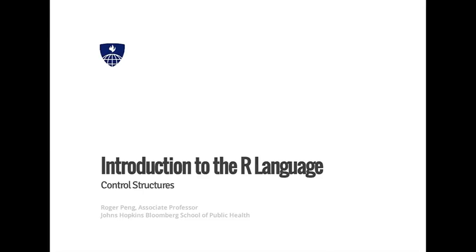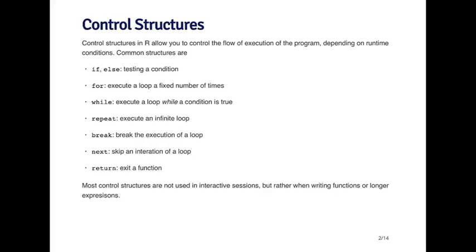Control structures in R allow you to control the flow of an R program, and are very similar to the control structures that you might see in other types of programming languages. The basic constructs are things like if and else for testing logical conditions, for executing a loop a fixed number of times, while executes a loop while a condition is true, repeat is a construct that allows you to immediately execute an infinite loop, break allows you to break out of any type of loop, next skips an iteration of a loop, and return allows you to exit a function.